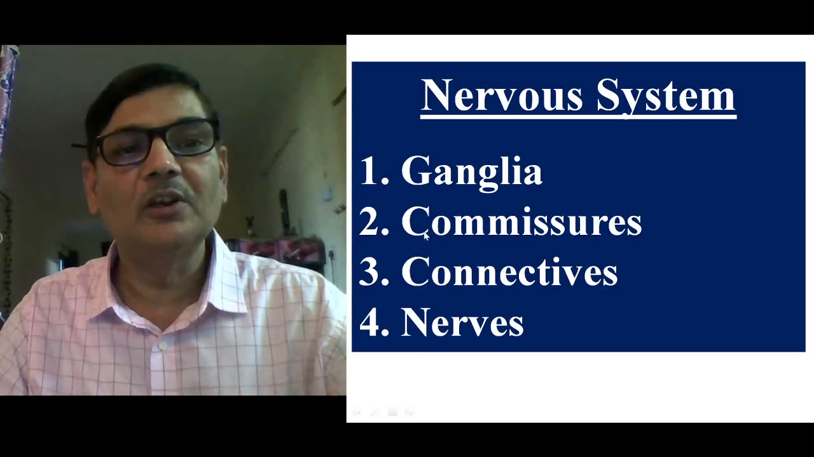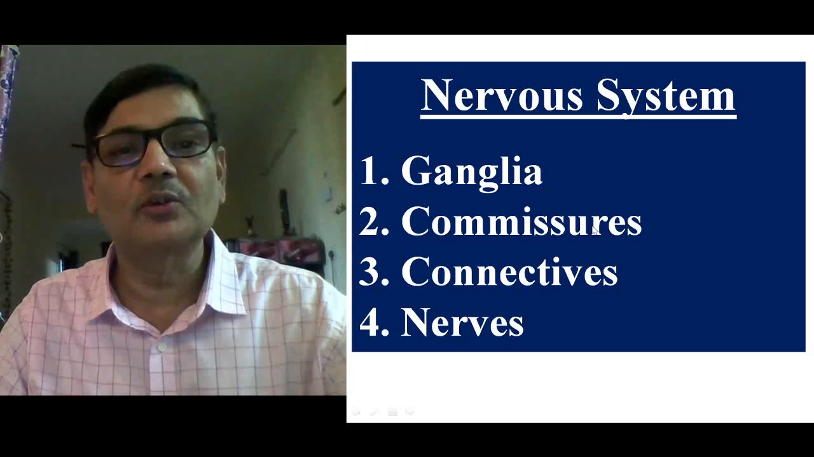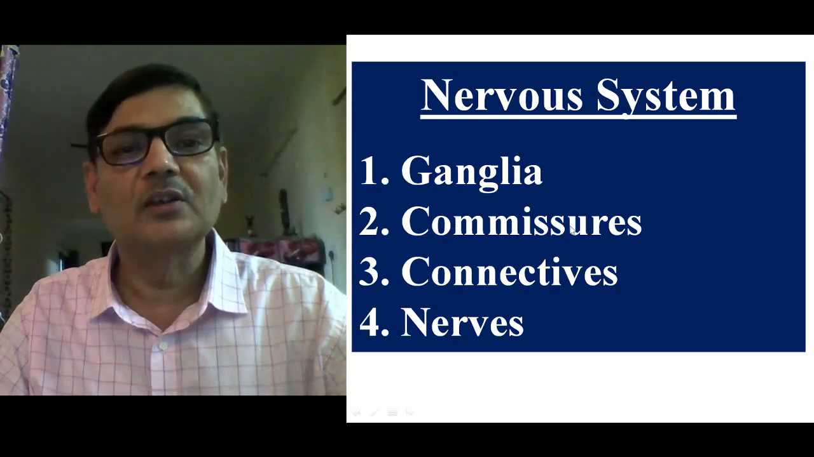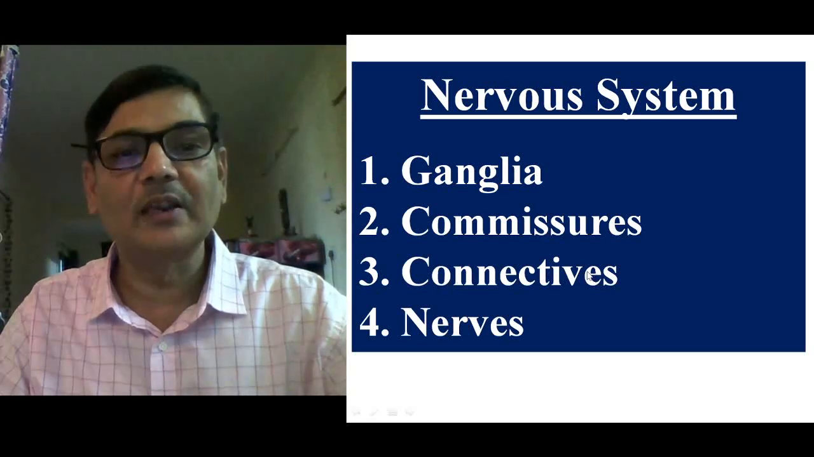Then there are nerves which connect similar kind of ganglia, like if there are two cerebral ganglia, then they may be connected by a nerve, and that nerve will be referred to as commissure. So commissures are those nerves which connect similar type of ganglia. Then there are nerves which are referred to as connectives. Connectives means nerves which connect two different types of ganglia.